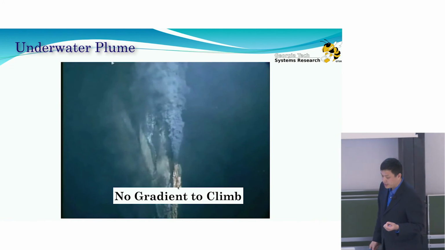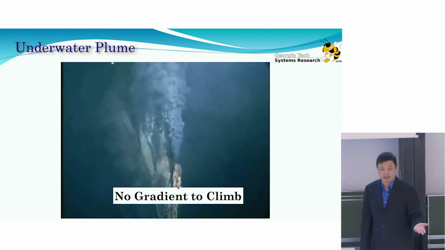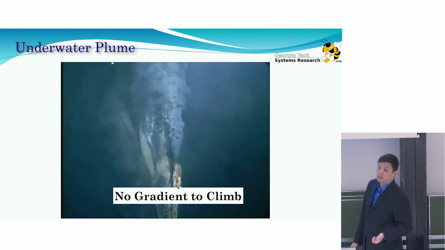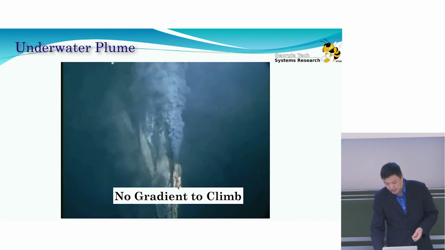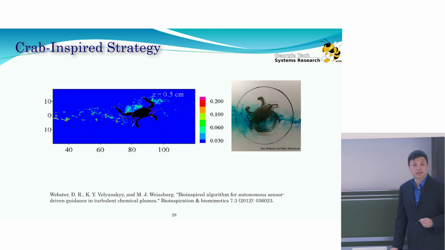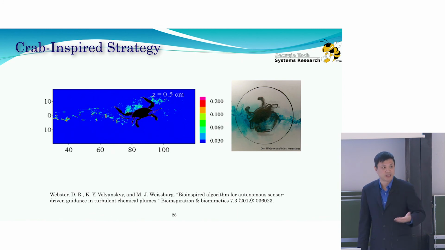So the first extension: sometimes the signal field is not well defined, so there's no spatial gradient defined. In this case, how do you perform the gradient climbing strategy, the SUSD strategy? It turns out that in this case, we can learn from the crab. The crab uses a very good strategy to handle these plumes, which are modeled as signal spikes.